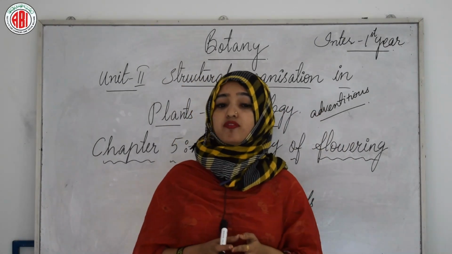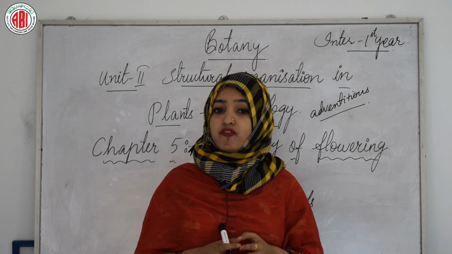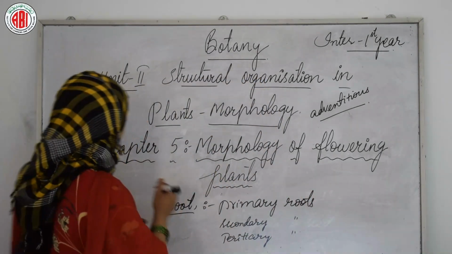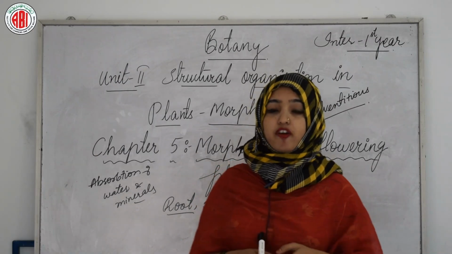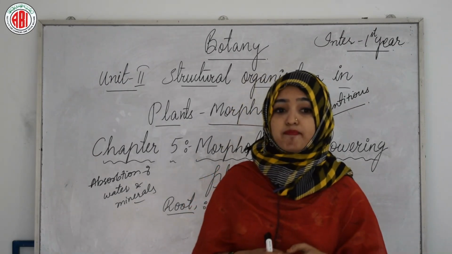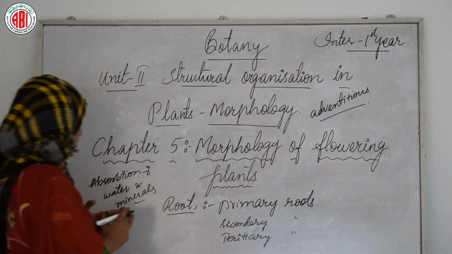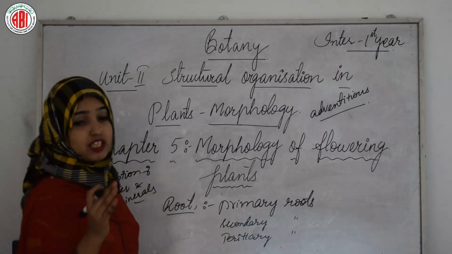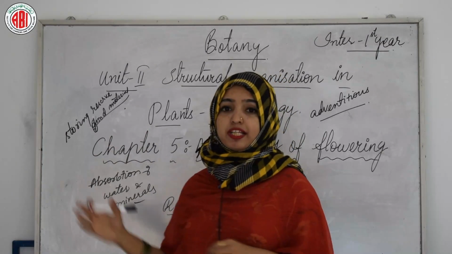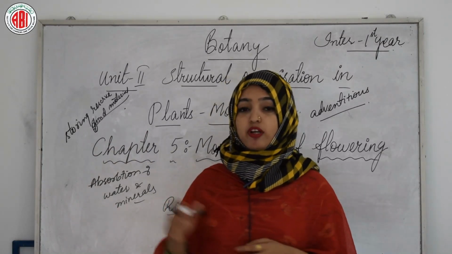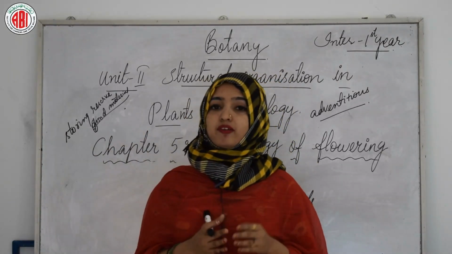The main functions of the root system are absorption of water and minerals from the soil, providing proper anchorage to the plant parts, storing reserve food material, and synthesis of some plant growth regulators. So one more main function of the roots is storing reserve food material. Such roots can be termed storage roots, and the best example for that is the potato. That was all about the introduction of the root.